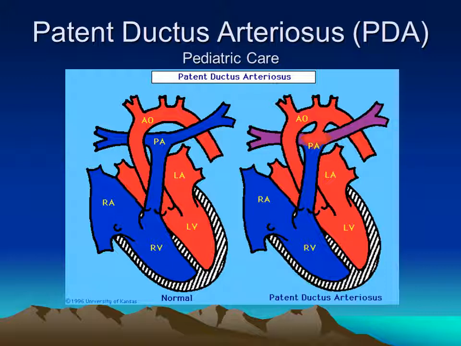PDA leads to abnormal blood flow through the aorta and the pulmonary artery, two major blood vessels that carry the blood from the heart. Symptoms that the baby usually shows are rapid breathing, poor feeding habits, rapid pulse, shortness of breath, sweating while feeding, tiring very easily, and poor growth.